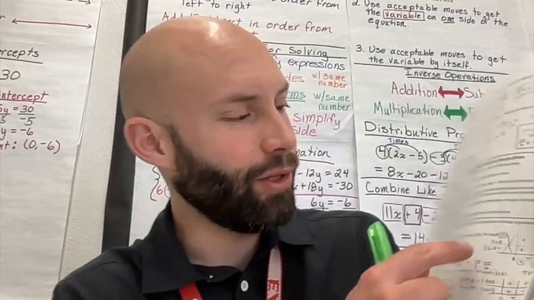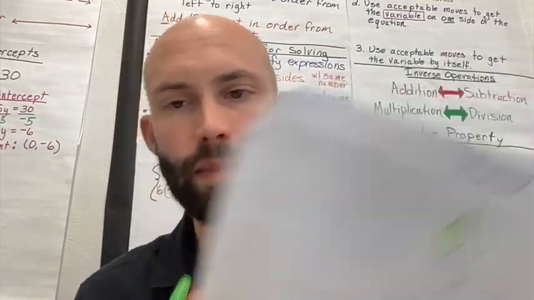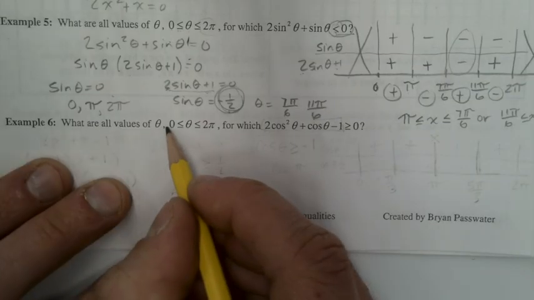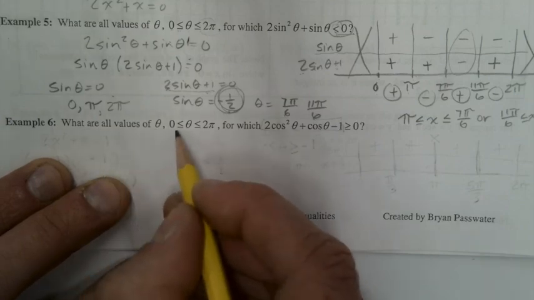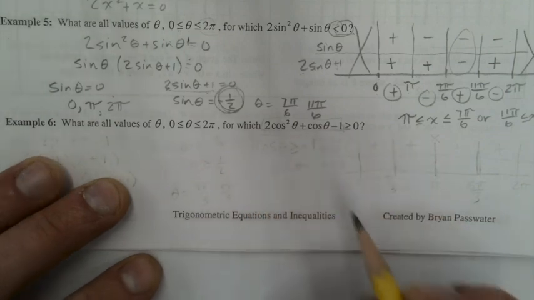Psych. Look at the original signs. Not equal. It should just be less than. So don't put the equal part on there. That was my bad. Here we go. We've got values of theta from 0 to 2 pi where this function is greater than 0.